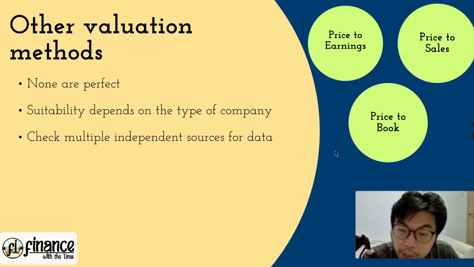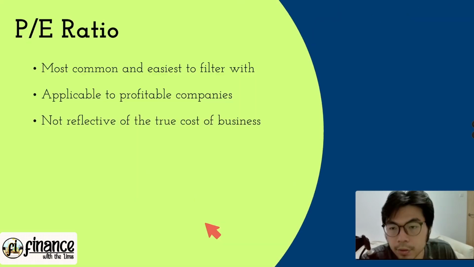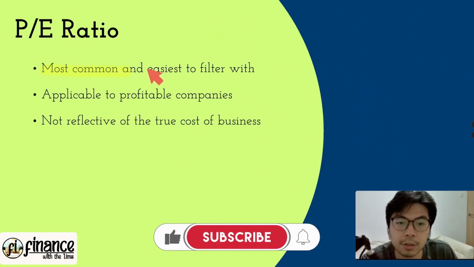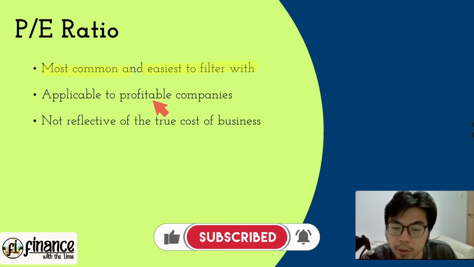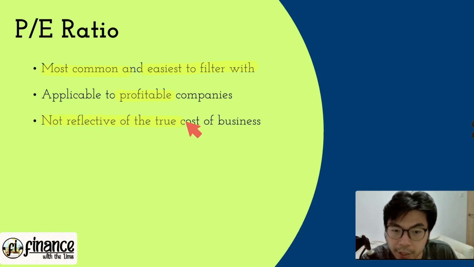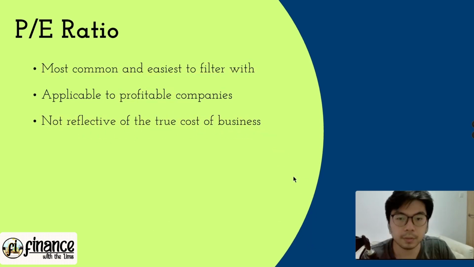Next, let's talk about valuation methods. No valuation is perfect, but depending on the type of company, some are more suitable than others. First, the price to earnings ratio. This is the most common and easiest to filter for in various tools you can find online. It is applicable to profitable companies. However, it is not reflective of the true cost of business.